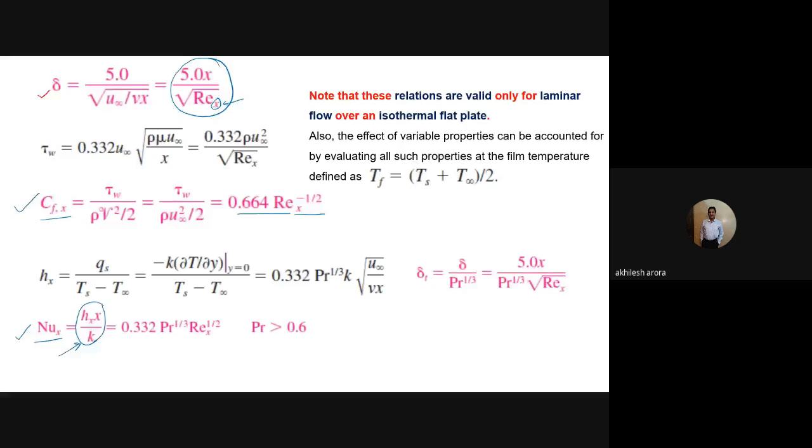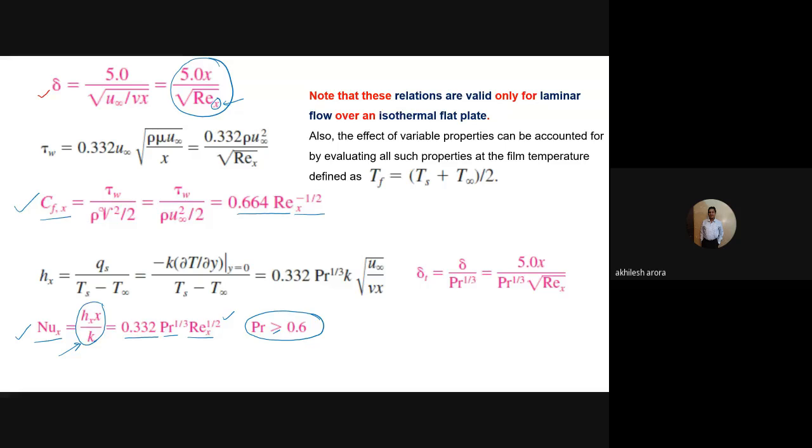I will define it once again today. The value comes out to be 0.332 Prandtl number raised to the power 1 by 3, local Reynolds number raised to the power 1 by 2. I told you that this particular relation is valid when the Prandtl number is approximately equal to 0.6 or greater than this value.